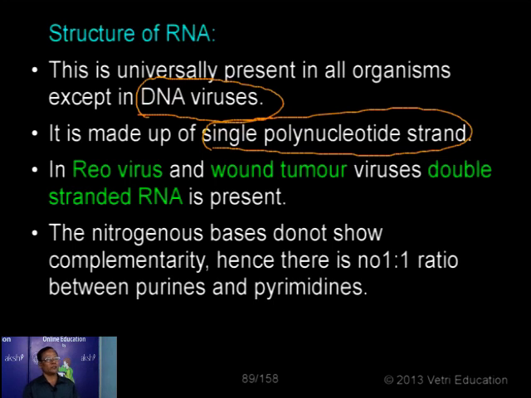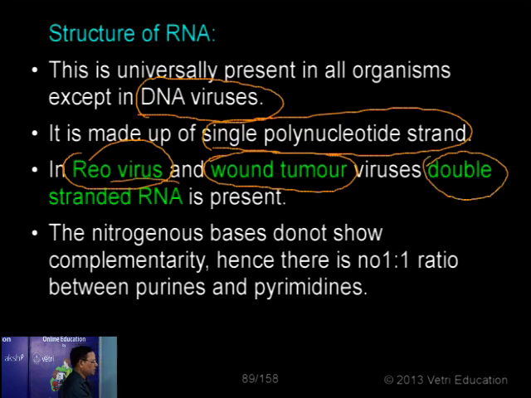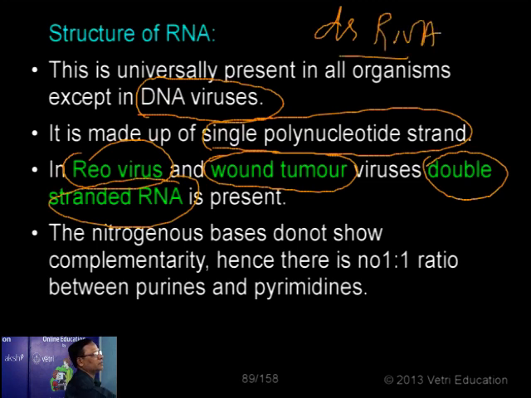But in two viruses, the reovirus and the wound tumor virus, it is in the form of double-stranded RNA, dsRNA. In the case of retroviruses, we also have two strands of RNA, but they are not considered a double-stranded structure. They are called diploid viruses because they have two separate strands of RNA. But in the case of reovirus and wound tumor virus, we have double-stranded RNA, with two strands lying parallel to each other.